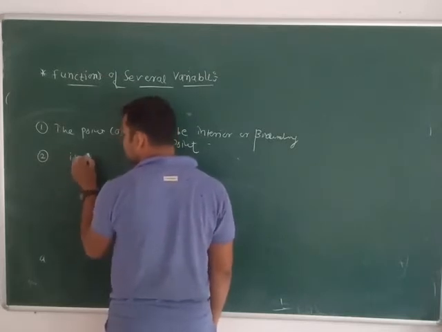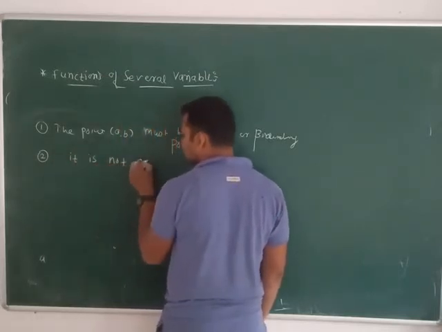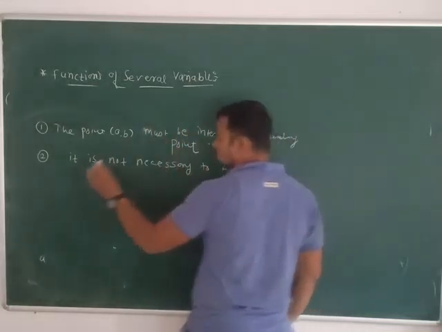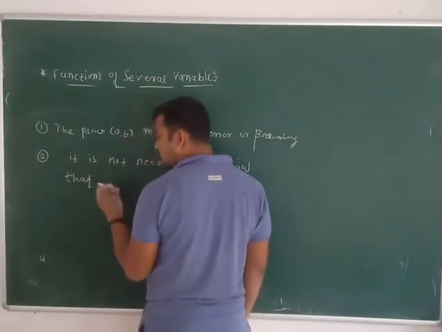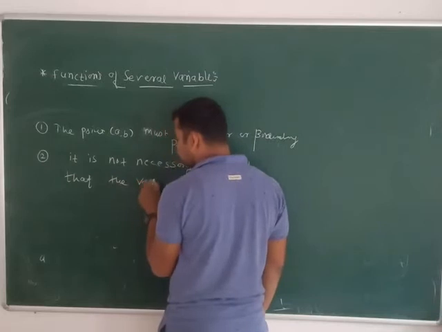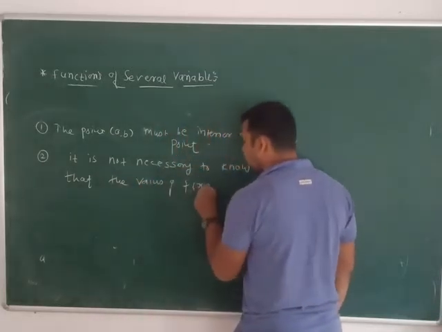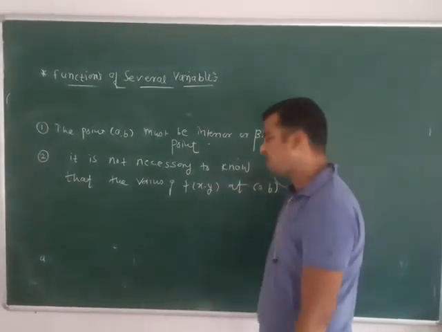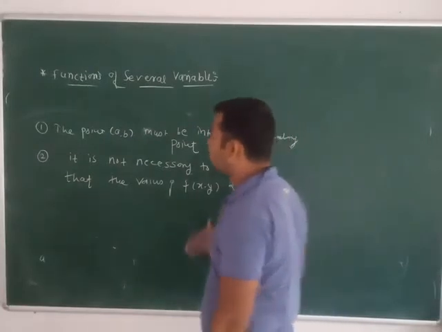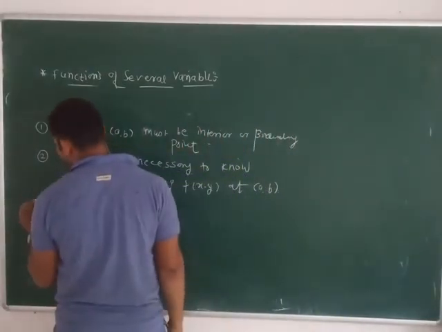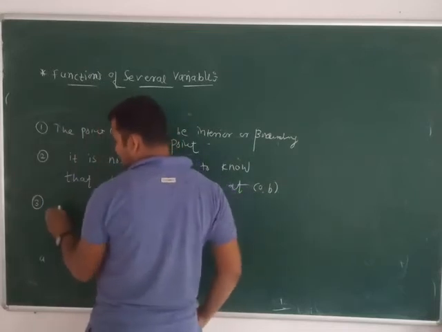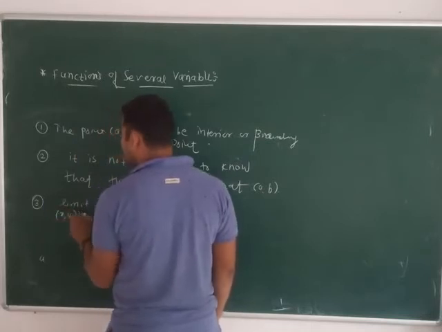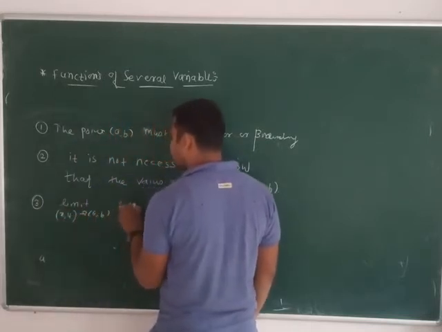It is not necessary to know the value of the function at (a, b). We have to find the value as (x, y) tends to (a, b), that is, the limit as (x, y) tends to (a, b) of the function f(x, y).